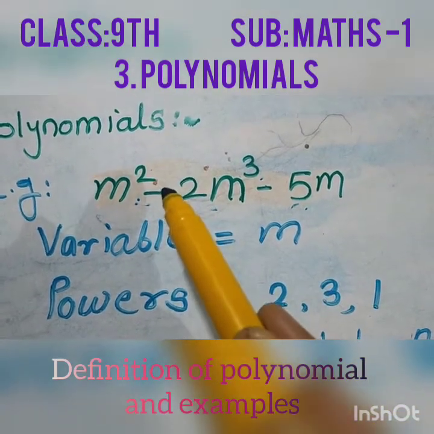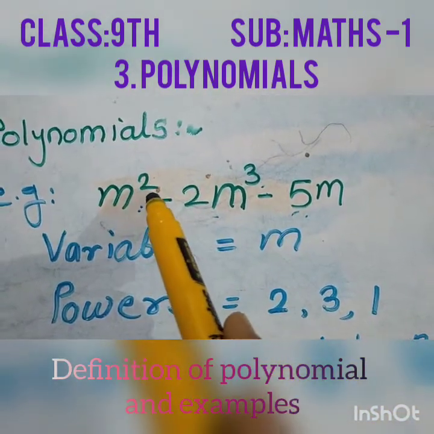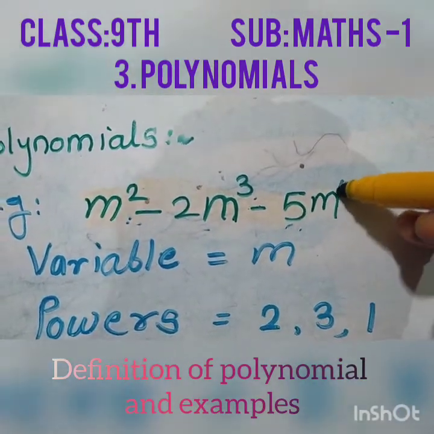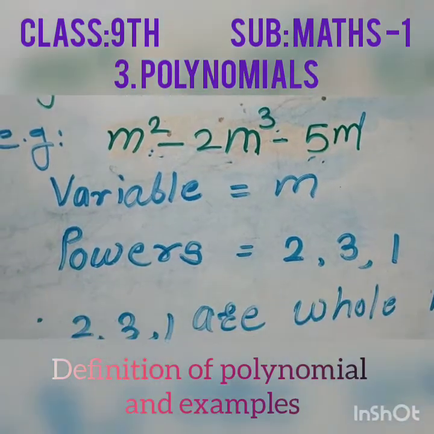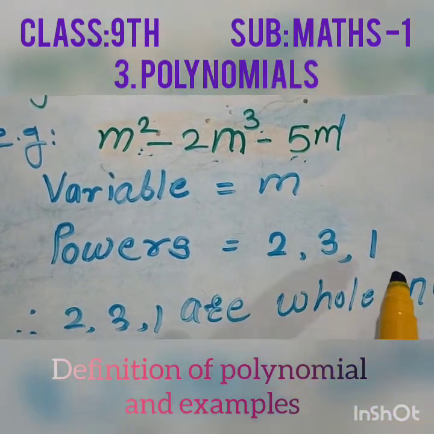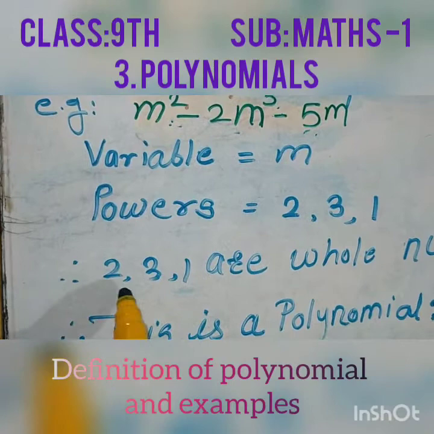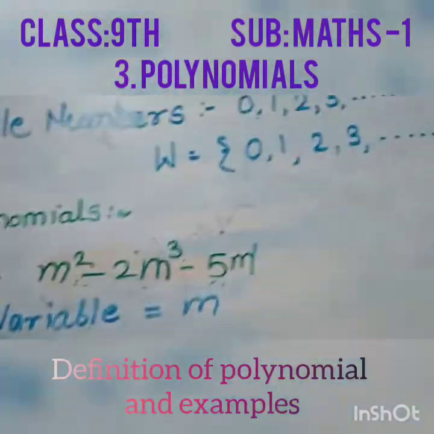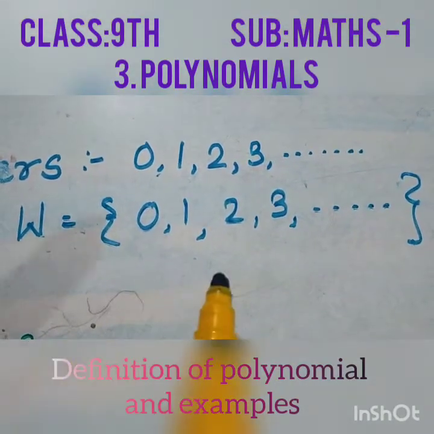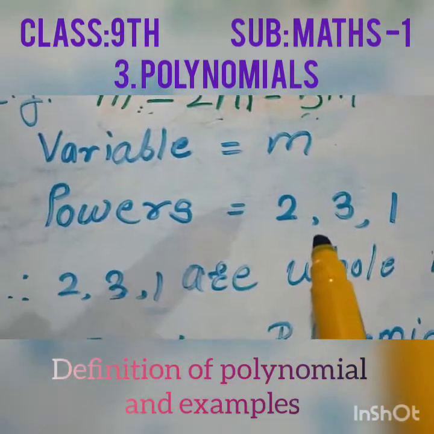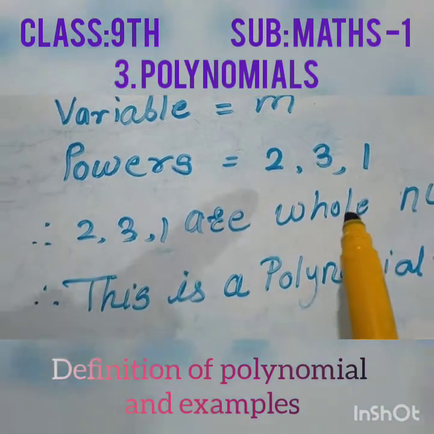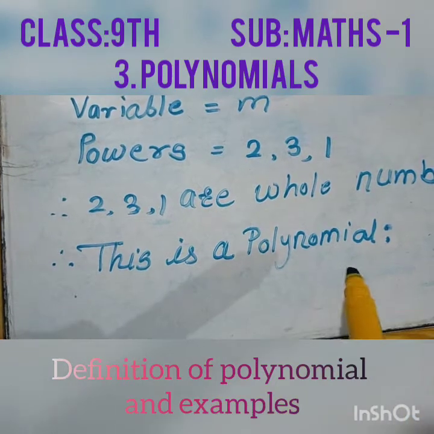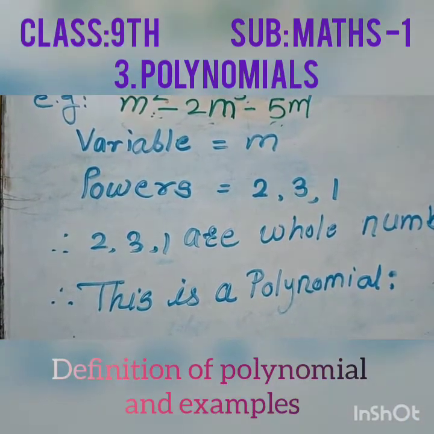And what are the powers of this variable? Here 2, here 3 and here nothing. It means it has power 1. Therefore, powers are 2, 3, 1. But 2, 3, 1 are whole numbers. We already saw that whole numbers are all positive numbers, and these numbers are also positive numbers. So these numbers are whole numbers. Therefore, this is a polynomial.